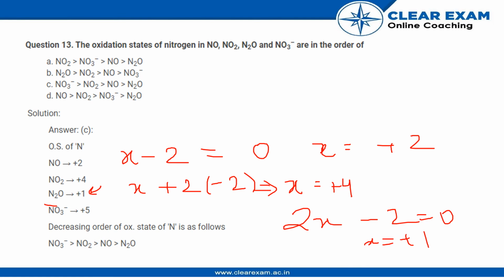And over here, for NO3 minus, we can see x plus 3 times minus 2, as there are 3 oxygen atoms, is equal to minus 1, and if we take the minus 6 to the right hand side, we get the value of x to be equal to +5.